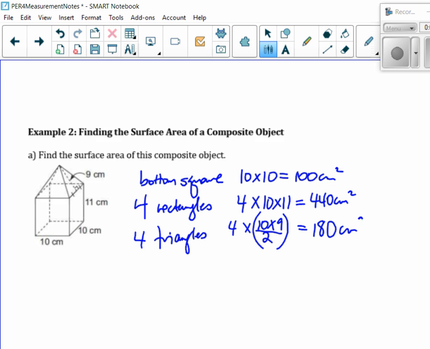Okay, let's check. Do we have 9 sides that we calculated? 4 triangles, 4 rectangles, and the bottom square. Okay. So 720 square centimeters. Are we good? Yes? Okay, last one is surface area.